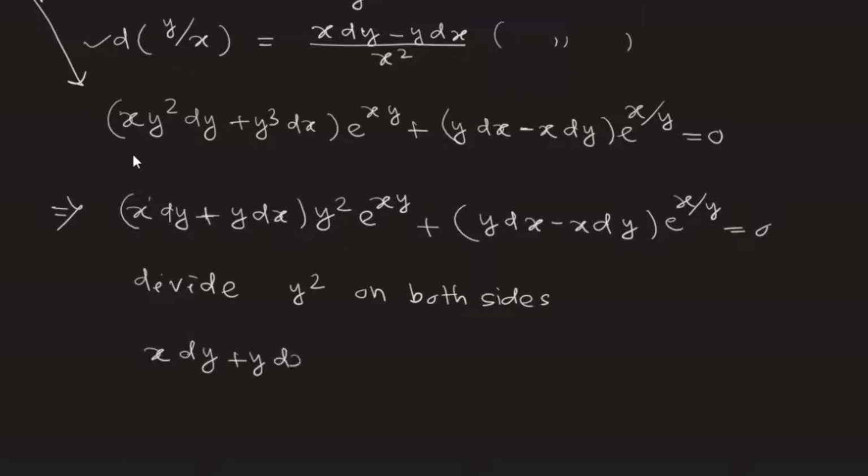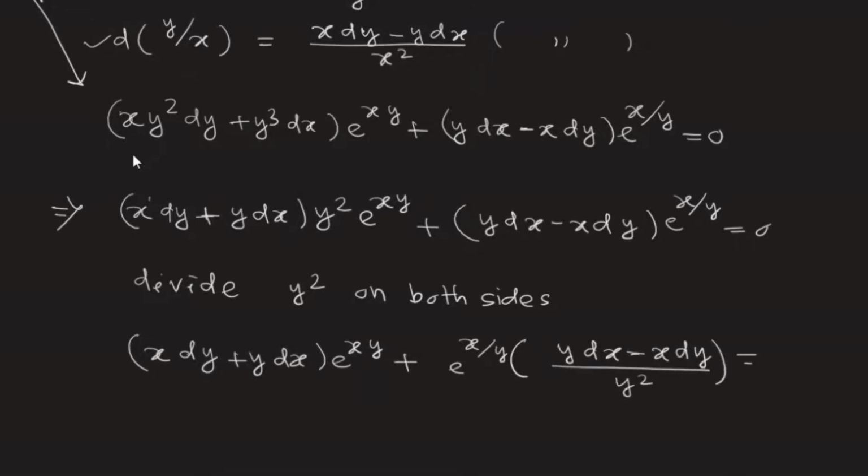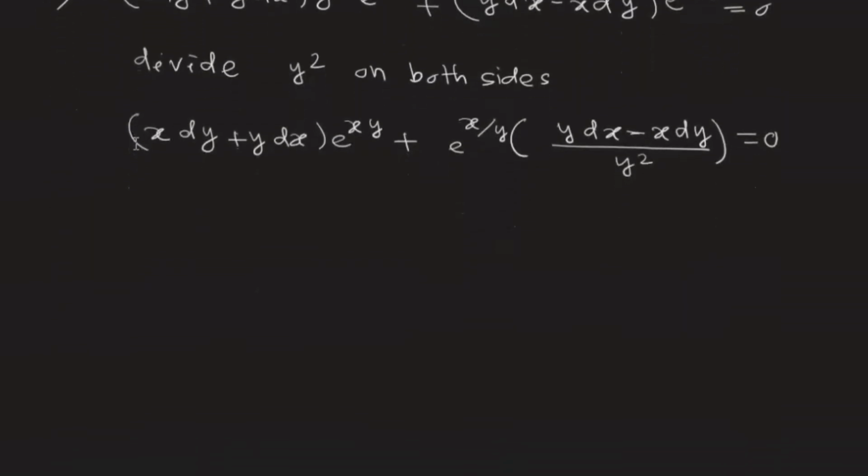Watch what this does. On the first term, the y²'s cancel out. On the second term, we're left with the group (y dx − x dy) all over y². Now we can see our exact differentials.